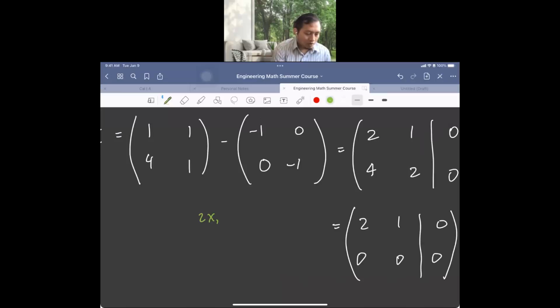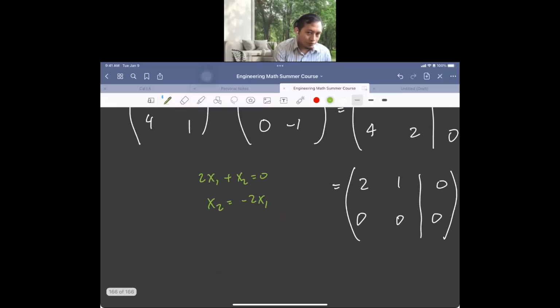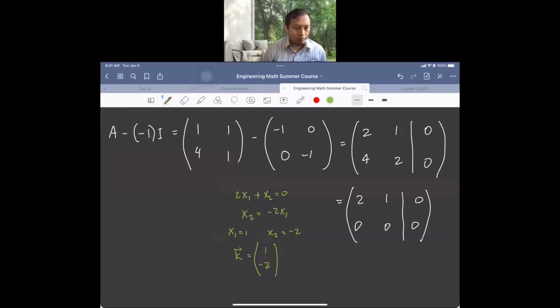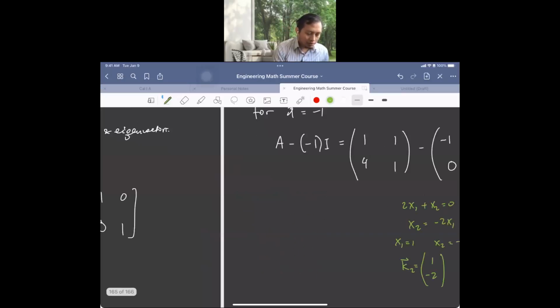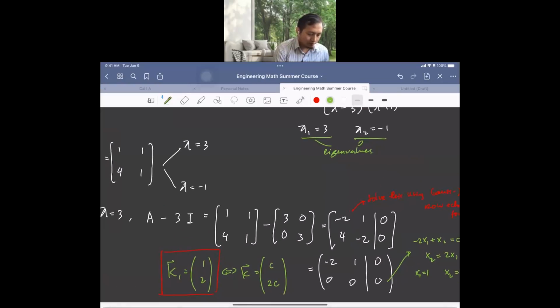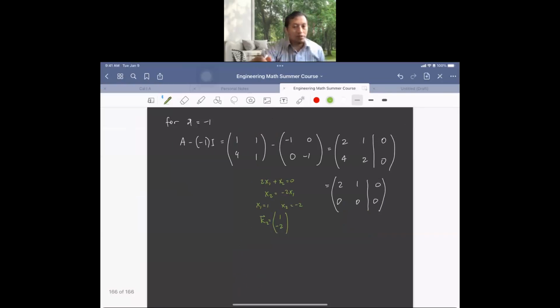And we see that this becomes 2x1 plus x2. So x2 is negative 2x1. So if we let x1 be 1, x2 is negative 2. So the eigenvector is 1, negative 2. Okay. So maybe this is K2, this is K1, to make it easy to distinguish.